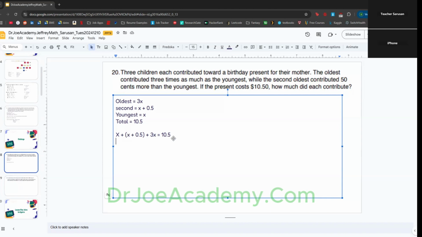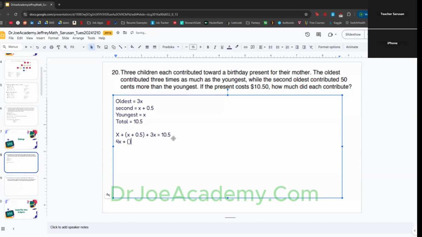Oh wait, so I got it. You just combine the other x's, so it'd be 4x plus, in parentheses, 6 plus 0.5, equals 10.5. It's like simplified ones. Yep. Okay. So this is a good first step right here. Nicely done. There's no errors.